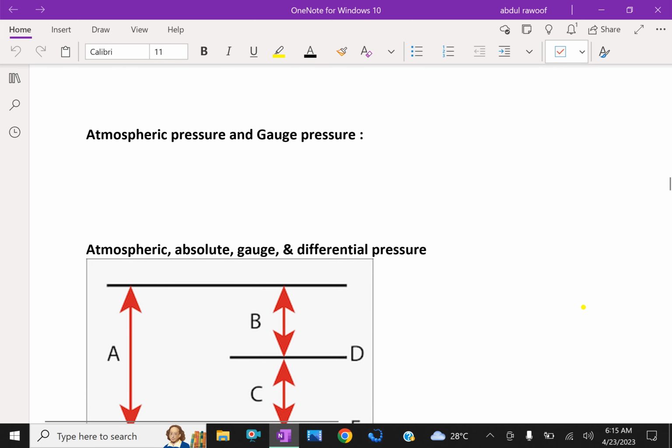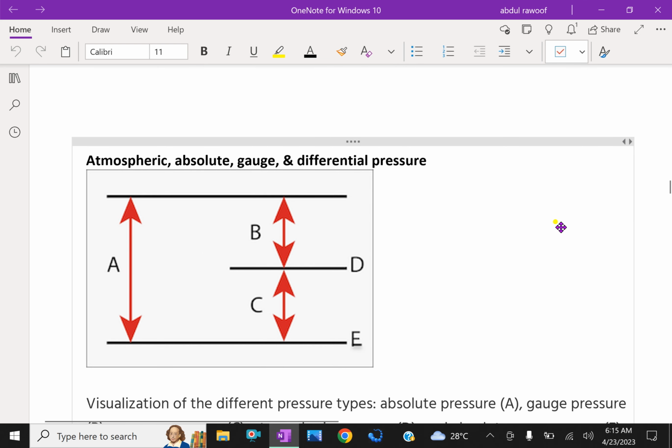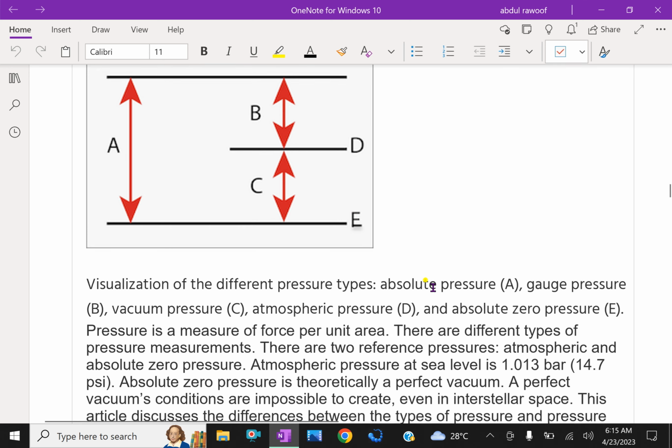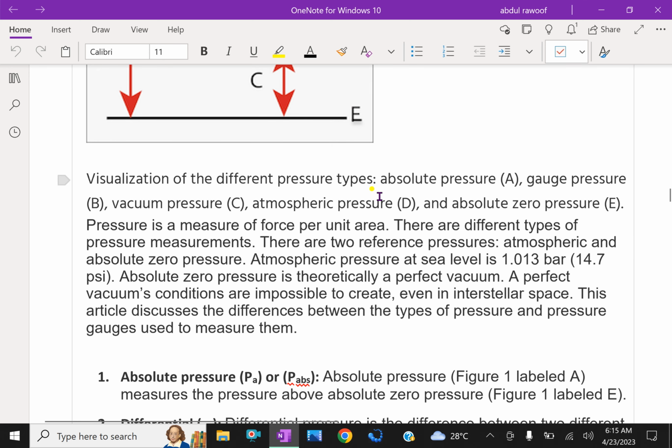Atmospheric pressure and gauge pressure. Here, look at atmospheric, absolute, gauge and differential pressures. This is pressure A, pressure B, C and this is D, E. Variation of the different pressure types.